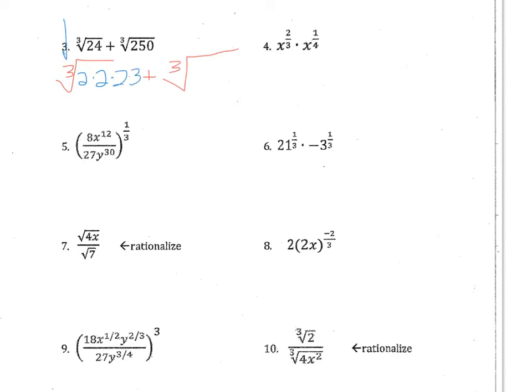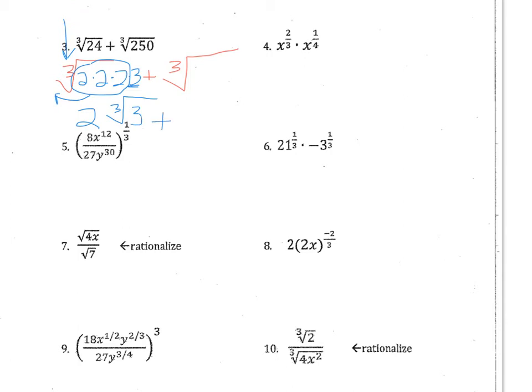Again, my index is a 3. I'm looking for groups of 3. I happen to have one. And we've learned that we can factor that number out front. So I'll rewrite the first one as 2 times the cube root of, and what's underneath? The leftover number of 3 there does go underneath.